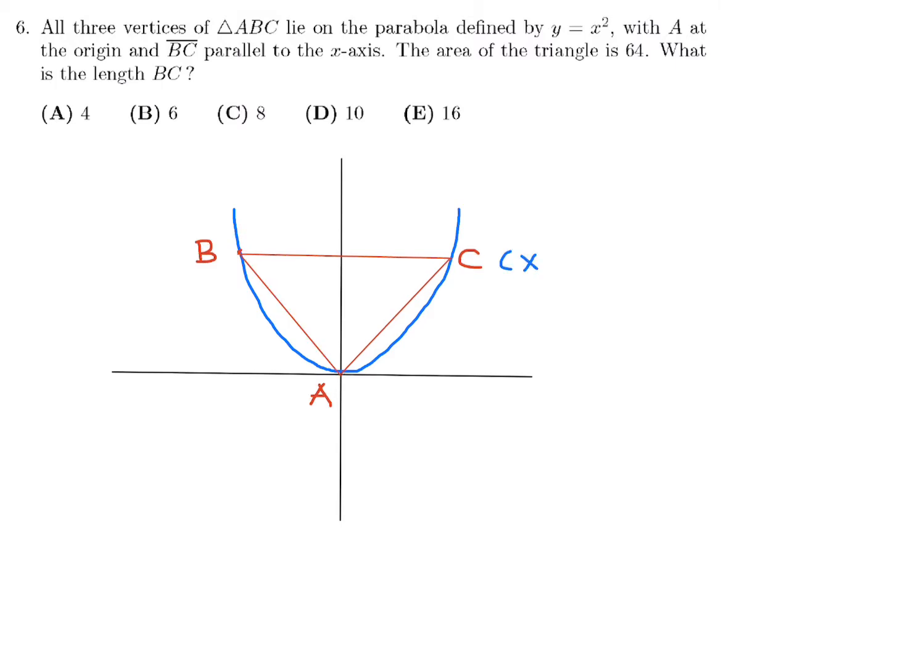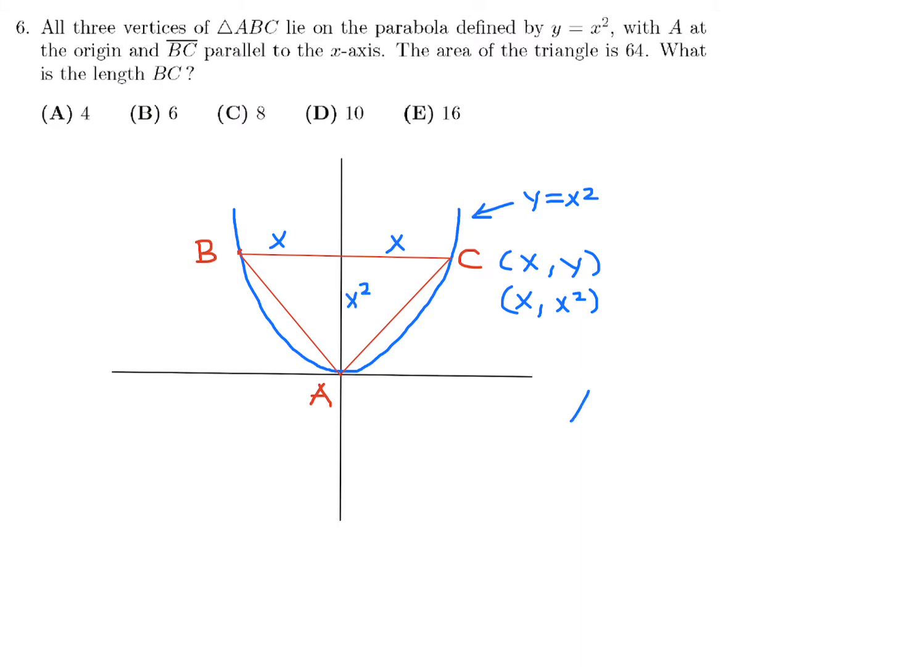So the coordinates of C are x, y. But since this graph is y equals x squared, y is x squared. So the coordinates of C are x, x squared. That means from here to here is x. And because of the symmetry of this diagram, from there to there is also x. And then from here to here is the y coordinate, which is x squared.